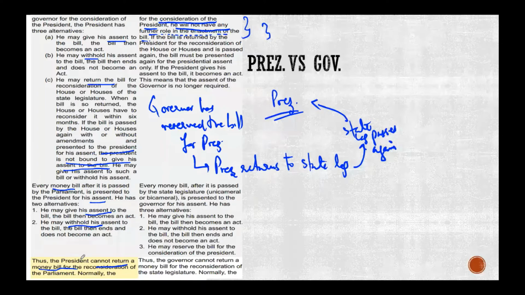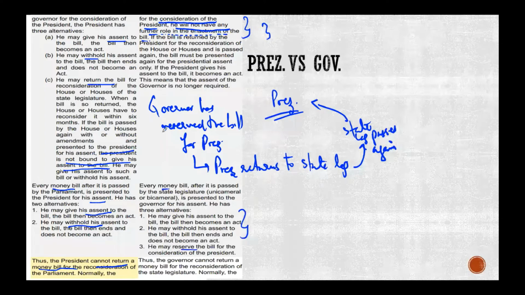Now similarly, I told you 80% is going to be the same. If it is a governor and the state legislature for a money bill, assenting and withholding assent is the same. But what is the other 20% that is different? He may reserve the bill for the consideration of the president. Thus the governor cannot return a money bill, but it could actually go to the president. And if it goes to the president, what is the role of the president?